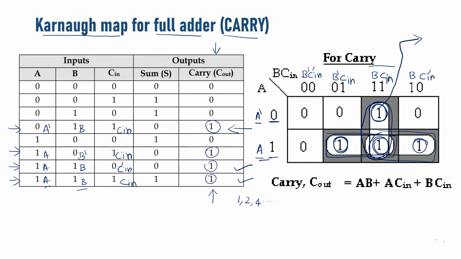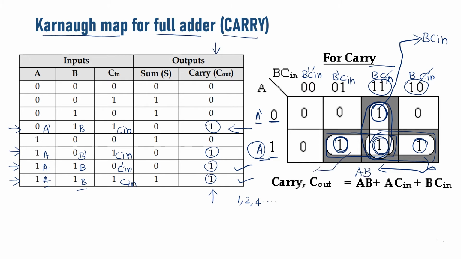For this group, see here I'm having B, C in, and A dash is there. So A dash will get cancelled, and finally I'll get B, C in. And for this group, let me explain here. We are having this and this set as well as A. Here C in is different, that is C in and C in dash is there, so this will get cancelled. Finally we will get A B as an output.